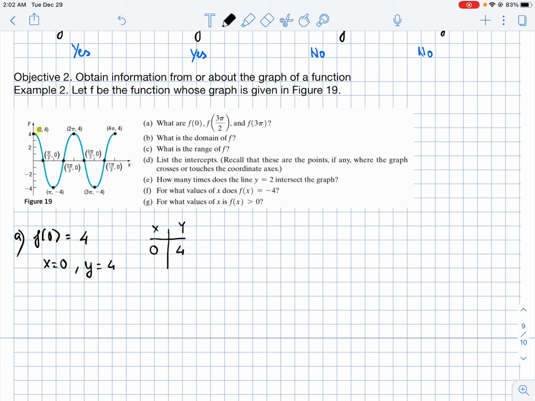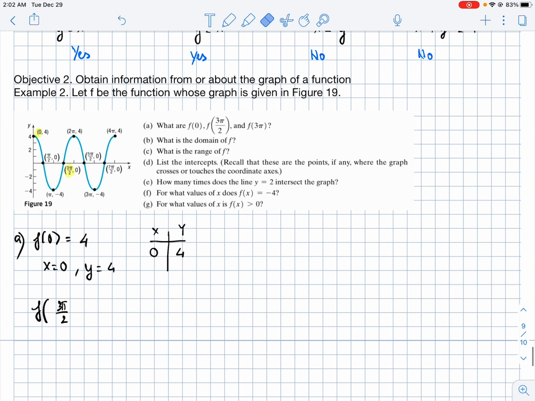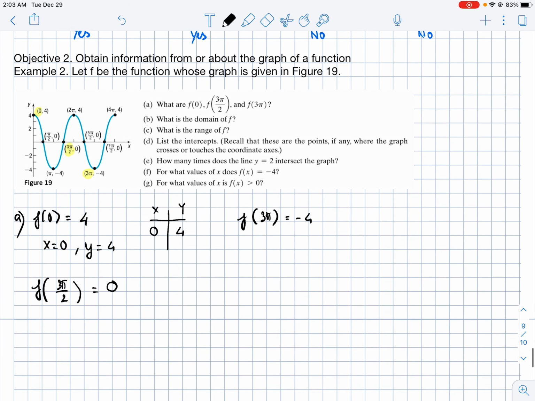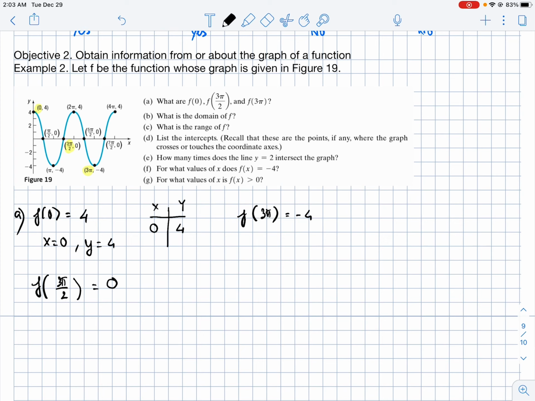So similarly, we will do f of 3 pi over 2. So we look for the point that has 3 pi over 2 in the x part, and the output is 0, right? And f of 3 pi: in the x part, 3 pi. 3 pi is right here. The output is -4.